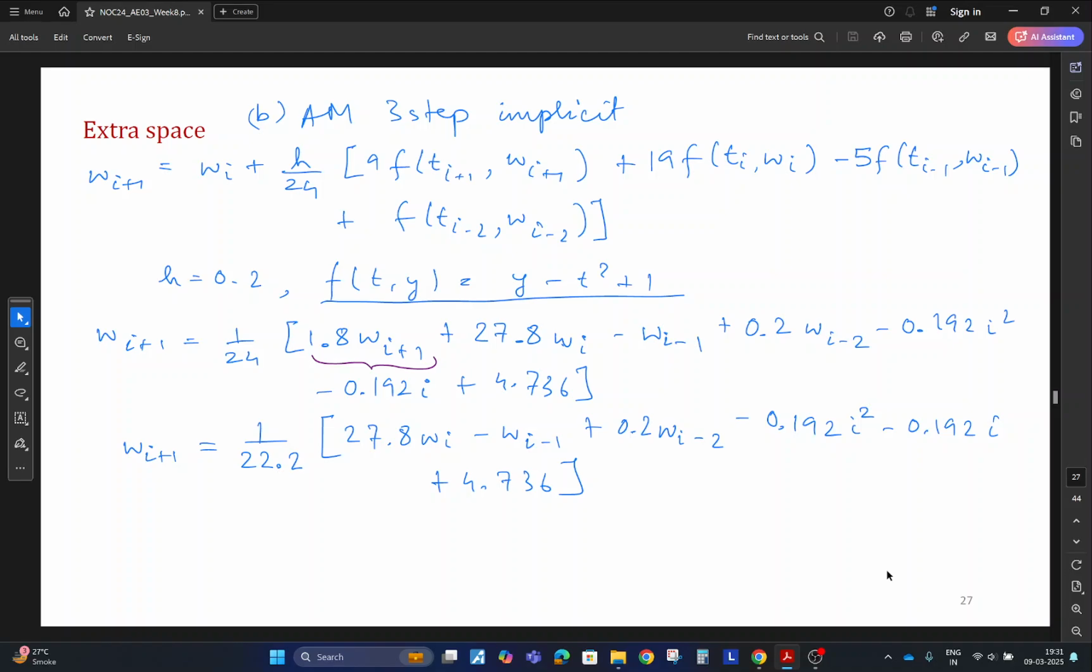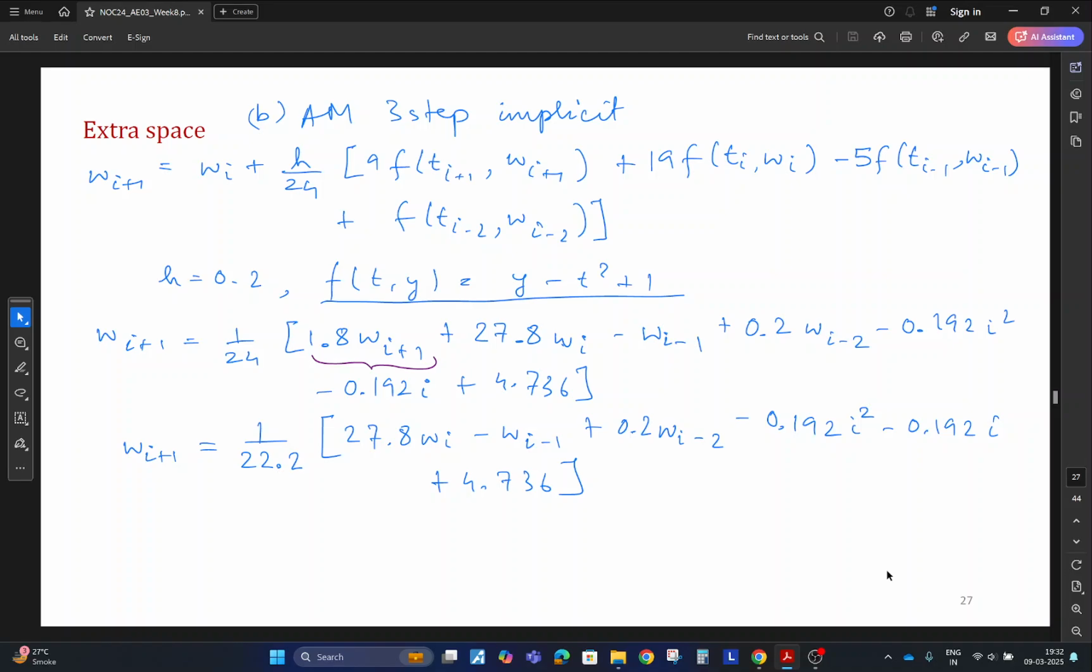With the Adams-Moulton 3-step implicit method, the value of the variable w at the current iterative step i plus 1 will be equal to w_i plus h by 24 times 9 into the value of the function at t_{i+1}, w_{i+1}, plus 19 times the value of the function at t_i, w_i, minus 5 times the value of the function at t_{i-1}, w_{i-1}, plus the value of the function at t_{i-2}, w_{i-2}. Here the definition of the step size and the function at any t, y remain the same.